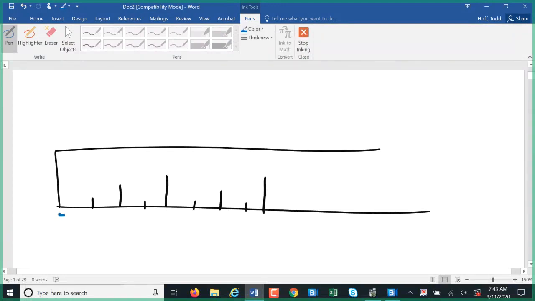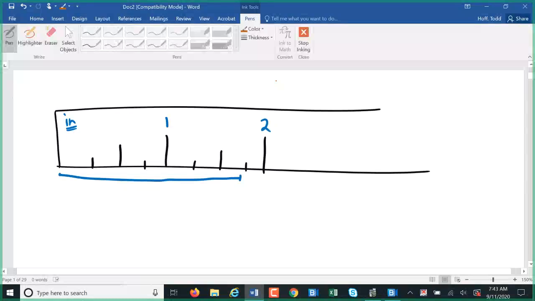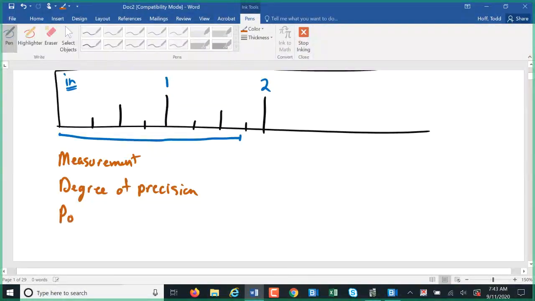So we measure this object here. I'm going to label this 1 and 2. We're just going to go with inches because that's what we're used to using. In your notes, write down, first of all, what the measurement is. Second of all, what's the degree of precision of the measuring device? And what is the possible error in the measuring device?